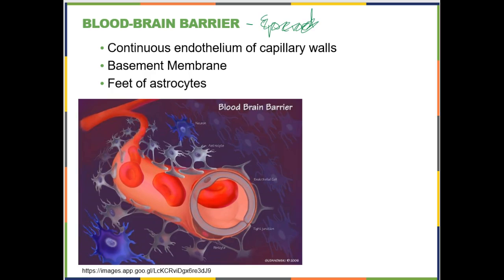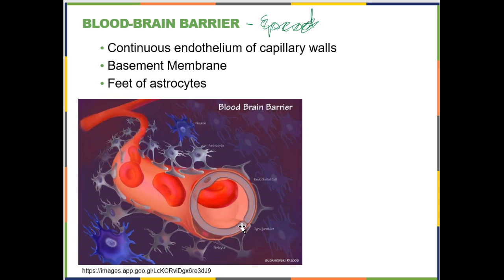And it really is just a series of structures that you find in capillaries in the brain that you may not find in other capillaries. It's the same basic capillary structure, just sealed up a little bit tighter. So you have a continuous endothelium, which just means there are no gaps in between the endothelial cells.